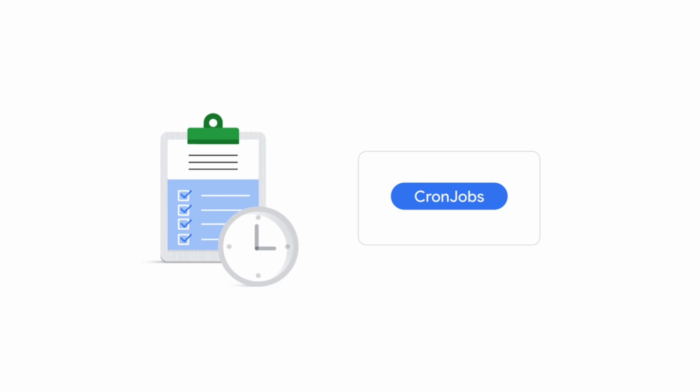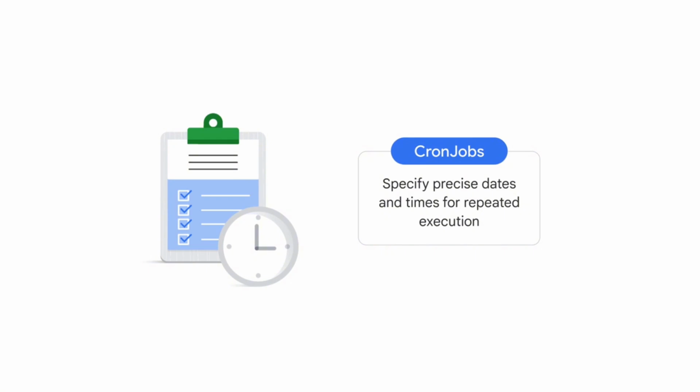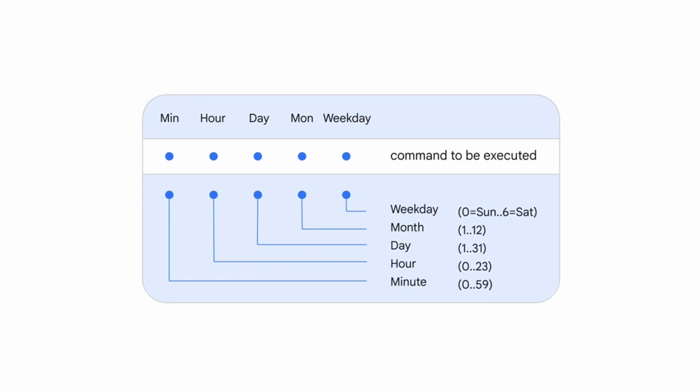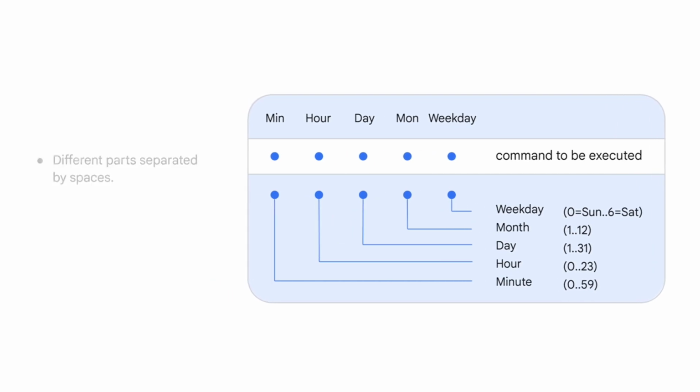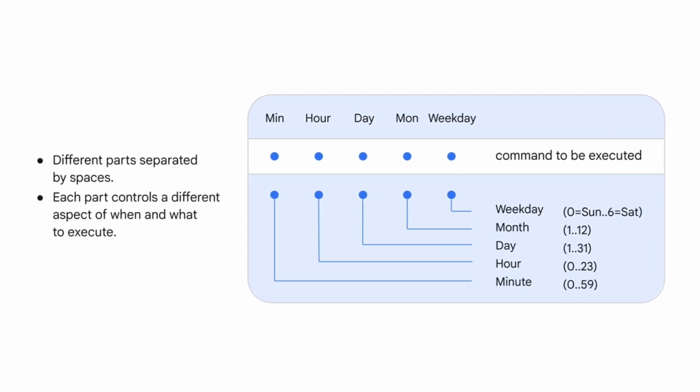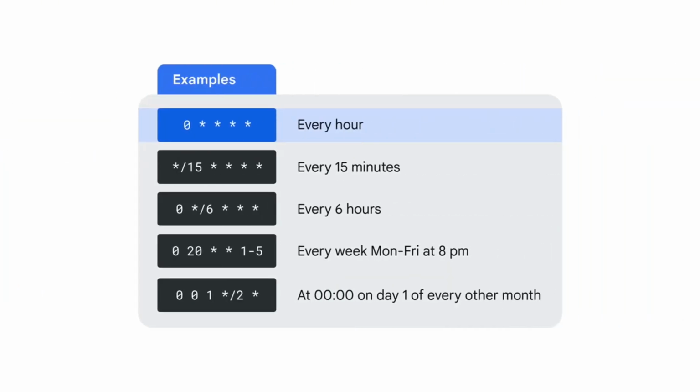For scheduling jobs, the cron format offers a powerful and flexible way to specify precise dates and times for repeated execution. Cron uses a straightforward text format, which is like a mini language with specific rules. You write a string with different parts separated by spaces, and each part controls a different aspect of when and what to execute. You can use an asterisk to represent an entire range of possible values, for example, each minute or each hour. Cron lets you schedule your jobs precisely by specifying individual times or ranges.